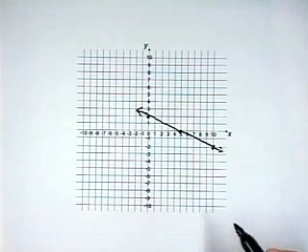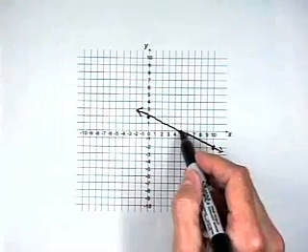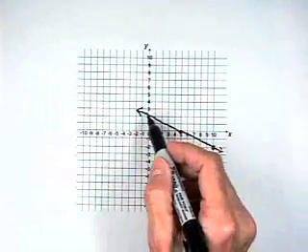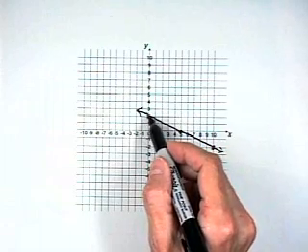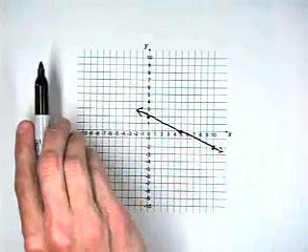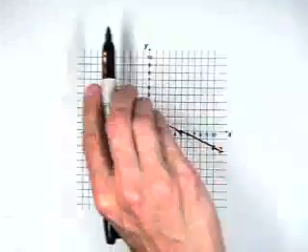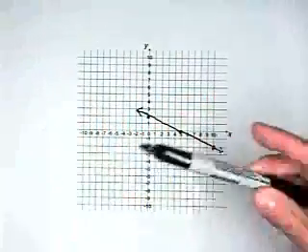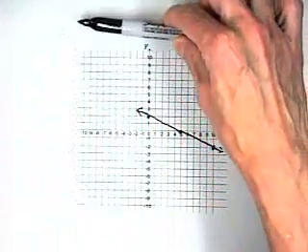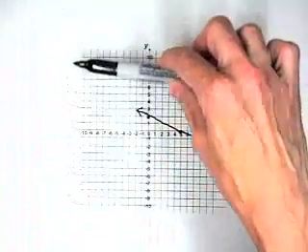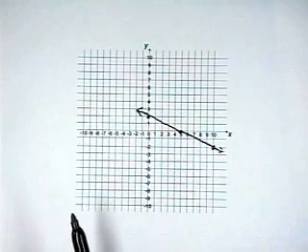I also want to point out the x-intercept is 5, the y-intercept is positive 2. The domain is all the x's that this line covers from left to right, or all real numbers. The range is all the y's this line covers from bottom to top, or all real numbers.